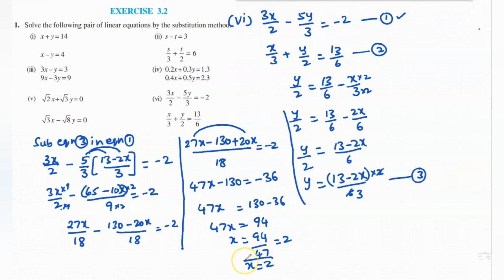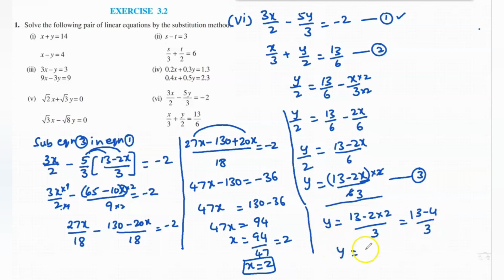So substituting this x is equal to 2 in equation 3 now. So in equation 3 we are substituting x is equal to 2. So we get y value 13 minus 2 into 2. X is 2, no? So I'll put here 2 by 3, which is equal to 13 minus 4 by 3, which is equal to y is equal to 9 by 3, which is 3 again. So therefore y is equal to 3.